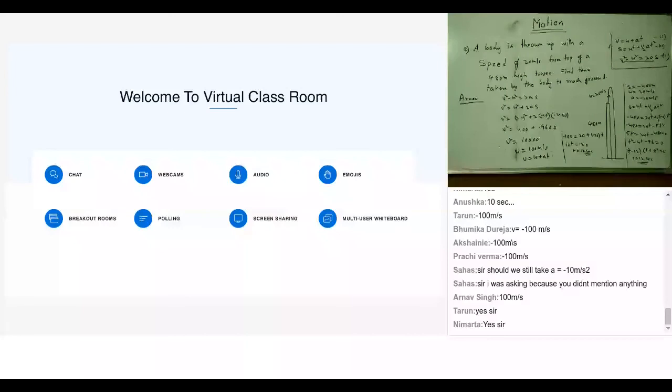Is it S? See, you understood what is the displacement? Displacement is separation between initial and final point, right? So what is the separation? Separation is 480 meters. And because it is coming down, it is minus 480 meters. U is how much? 20 meter per second upwards. So it is positive. And A is how much? Minus 10 meter per second square. Right? Yes, sir. Is that fine?